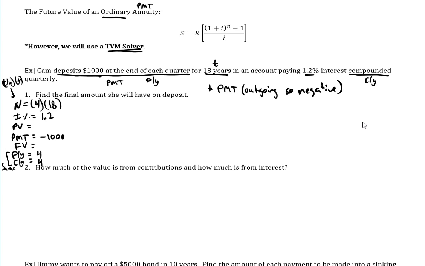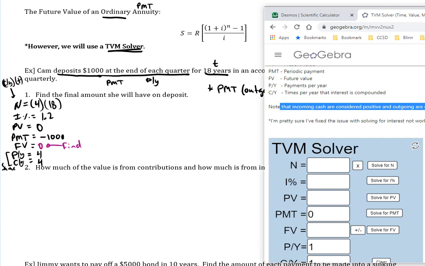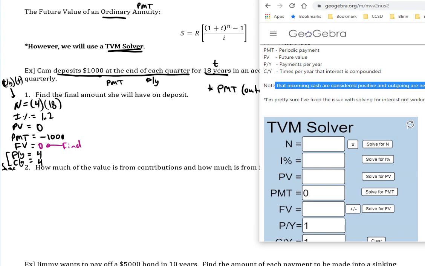Okay, so I think that's everything. And then let's see. It says find the final amount she will have on deposit. So that means at the end of the 18 years. So we're trying to find a future value. And because there is no initial deposit, it doesn't say, like, Cam deposits $10,000 and then $1,000 at the end of each month. So there is no initial deposit, so we'll just say present value is 0. And now that everything's filled in, we can use our solver, and we'll plug those in.